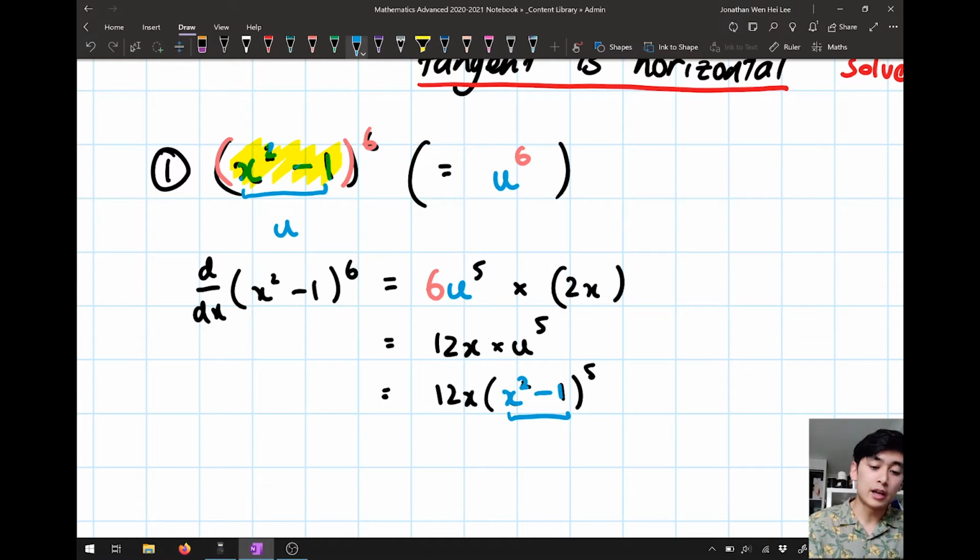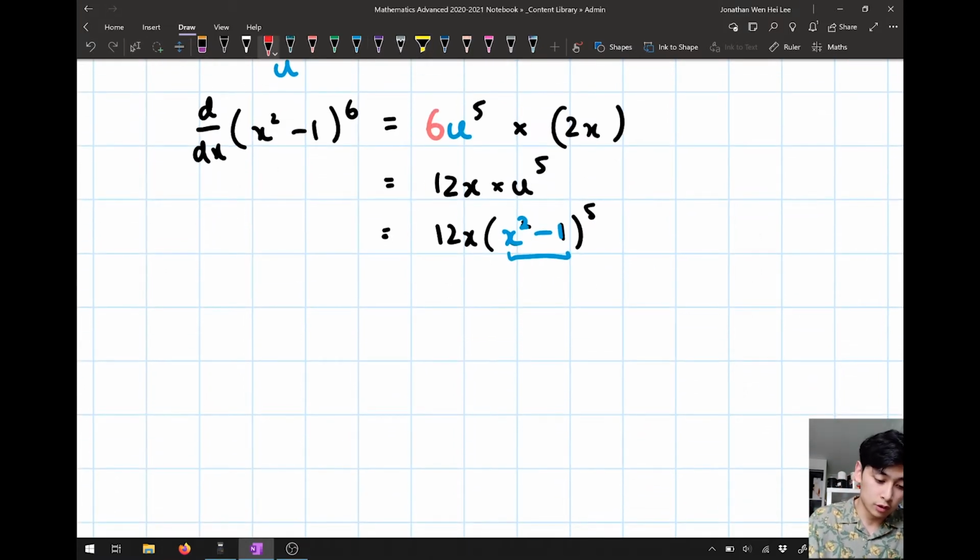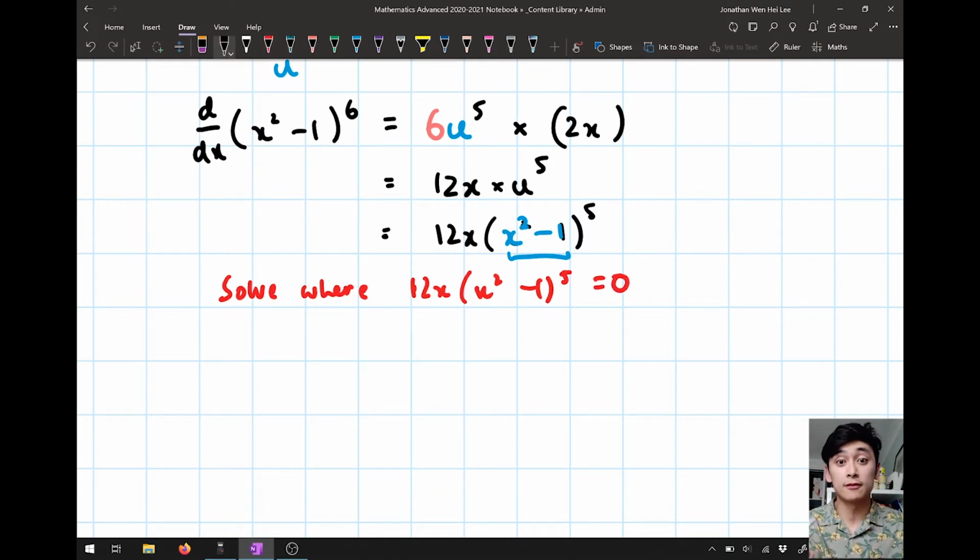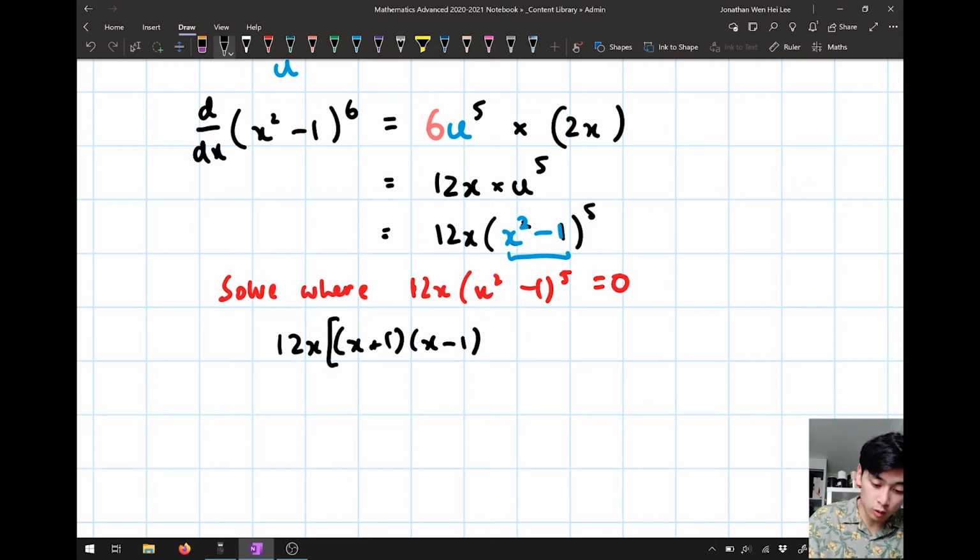Now what I need to do is find when the tangent is equal to 0. So I'm going to solve where 12x (x squared minus 1) to the power 5 is equal to 0. In order for us to solve this, we need to factorize it into its factors. Notice here, I've got 12x. I can't do very much about that on the outside, but the brackets I can factorize even further. This is just a difference of two squares. So this is x plus 1, x minus 1, all to the power 5 is equal to 0.